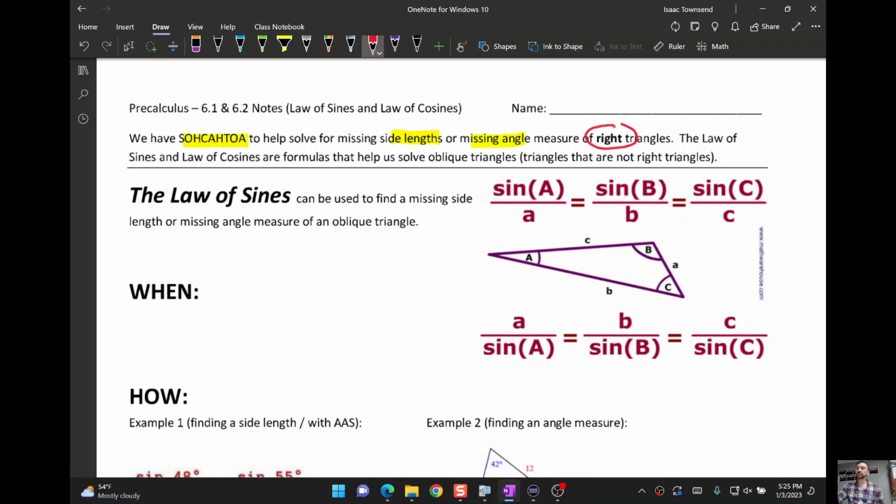Law of sines and law of cosines are going to be formulas that help us solve oblique triangles. Oblique triangles are triangles that do not have a right angle. So this also works for right triangles, but we have other stuff to know how to do right triangles.